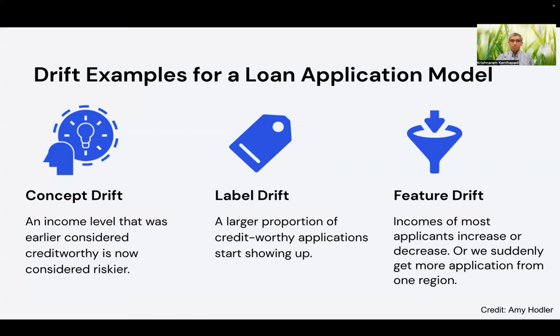The third example is feature drift. This is a setting where the incomes of many applicants may increase or decrease, or we may get more applicants from one particular geographic region or one particular demographic. Again, this might also have a tangible impact on the underlying business metrics.